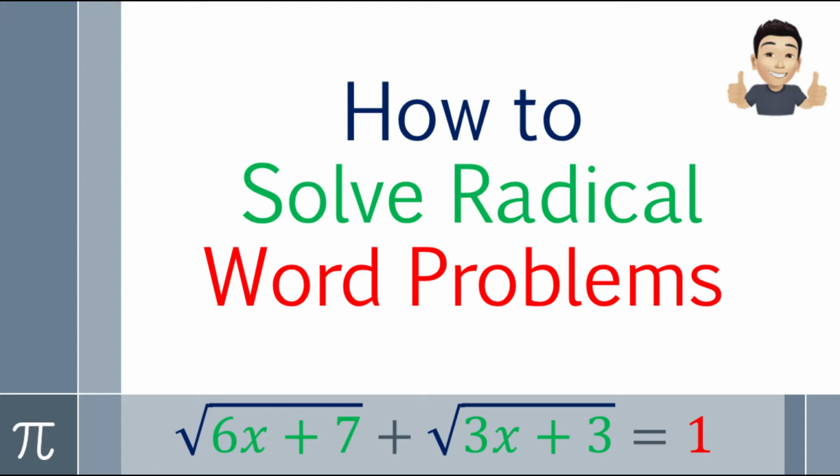So sa previous videos natin, dinidiscuss natin kung paano kumuha ng square root ng isang number, paano mag-add at subtract, mag-multiply and divide, at ngayon naman, we're going to solve radical word problems. So we have 5 examples in this problem. You may also check the description box below for the timestamp. Okay, let's start with example number 1.